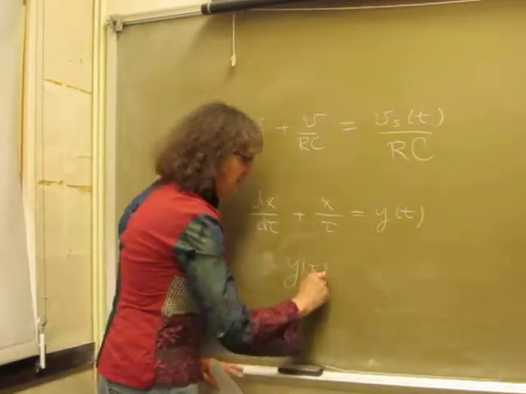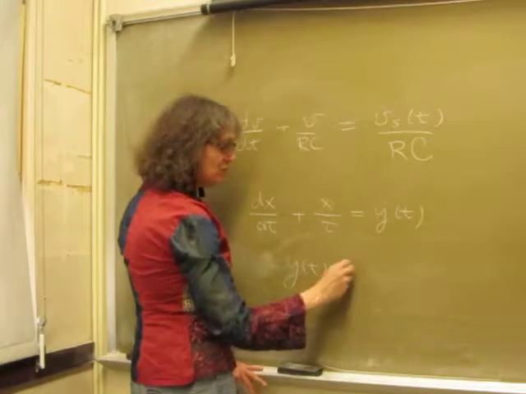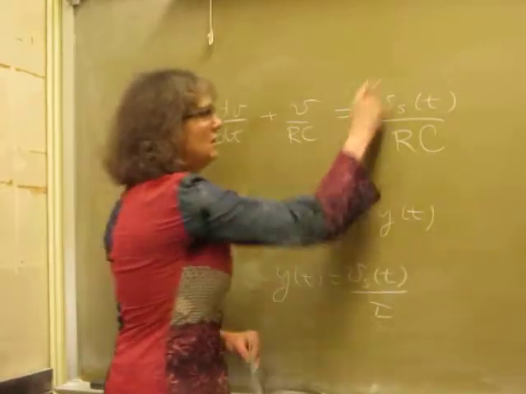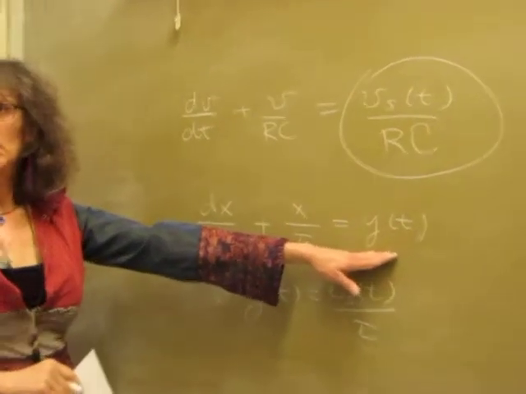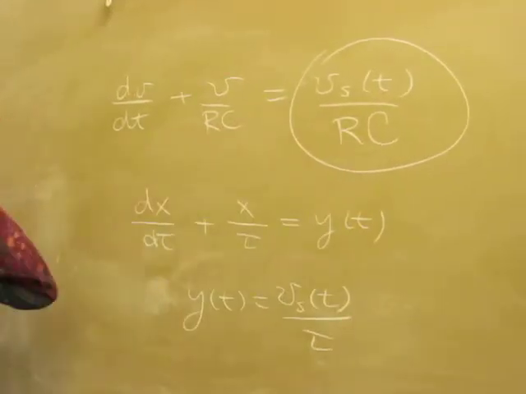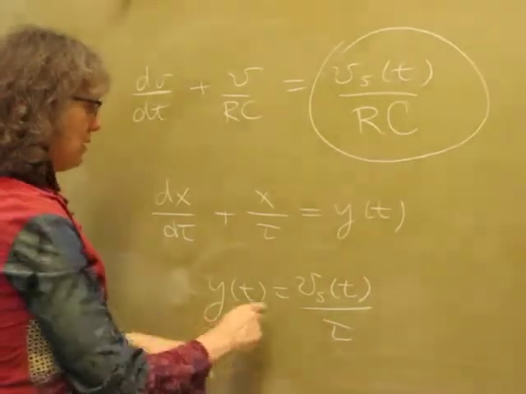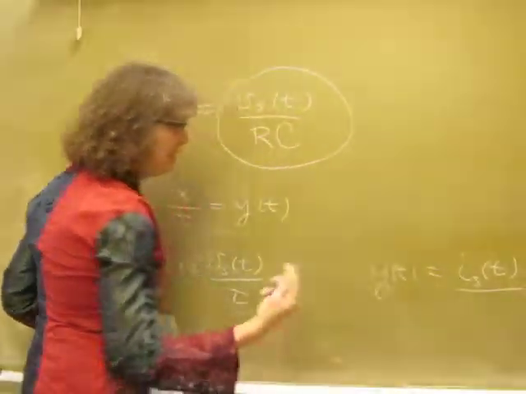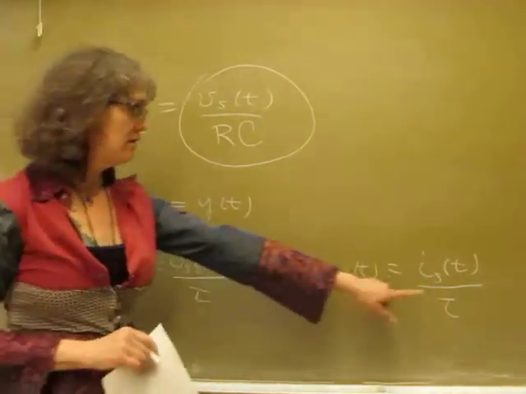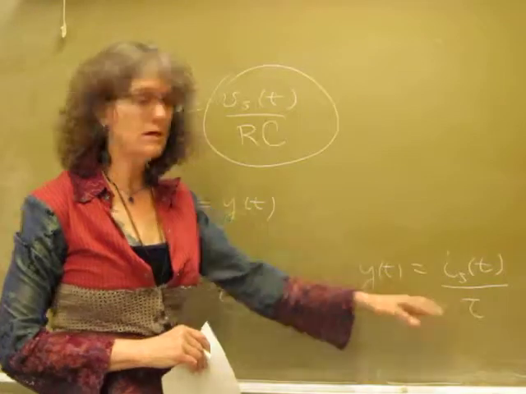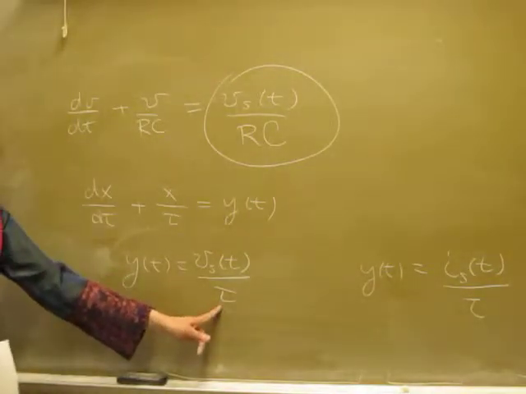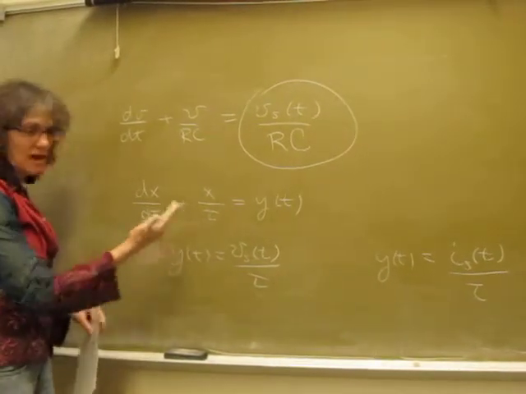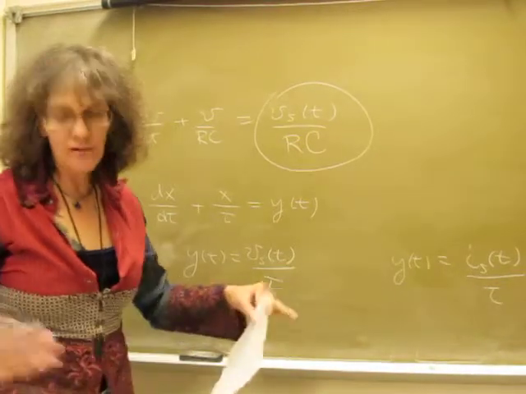So y of t is, in the case of the circuit with the capacitor, whatever the voltage source is divided by tau, because that's what y of t represented. In the case with the inductor, y of t was equal to whatever that current source was as a function of time divided by tau. Now, remember, tau in that case was L over R. In the case with the capacitor, tau was R times C. So great, I'm glad you asked that, because otherwise I give you this formula that has y of t in it. How are you going to know what to do?